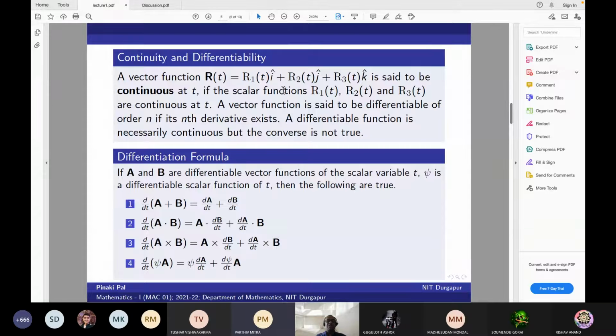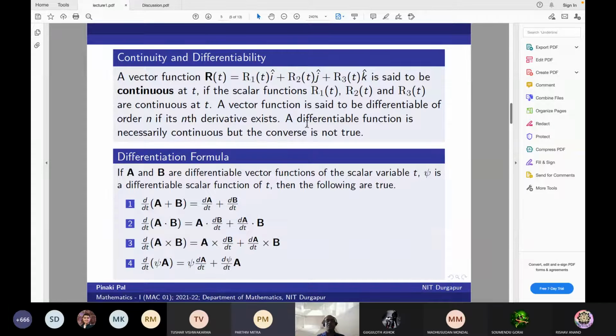So in this case, let us suppose the vector r(t) has components r1(t), r2(t) and r3(t). If the components are continuous, and we understand the meaning of continuity of a scalar function, since these components are scalar functions, then the vector valued function is also continuous. And it is said to be differentiable of order n if its nth derivative exists.